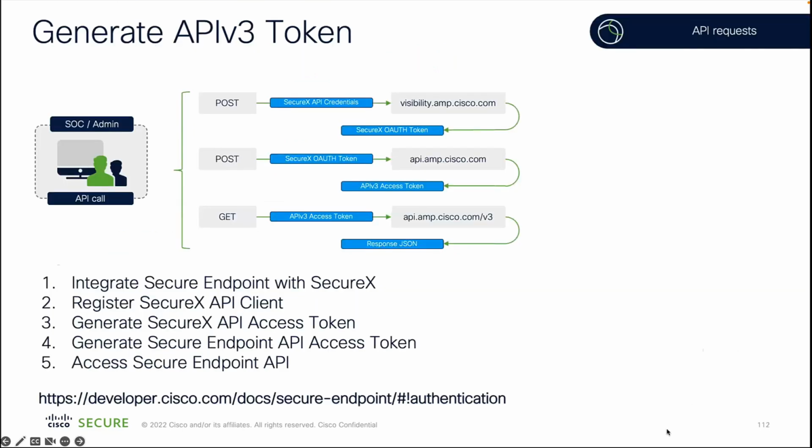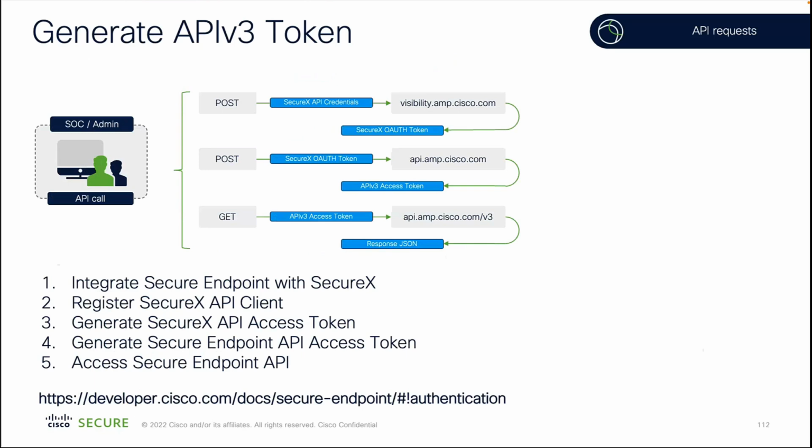And then with the new set of APIs, we're actually going to use a SecureX token to authenticate and get access to these APIs. First, to be able to use the new version 3 APIs, you would have to integrate Secure Endpoint with SecureX, and that's something we are going to look at on day 2, how to do it. It's fairly straightforward, pretty much a one-click integration action.